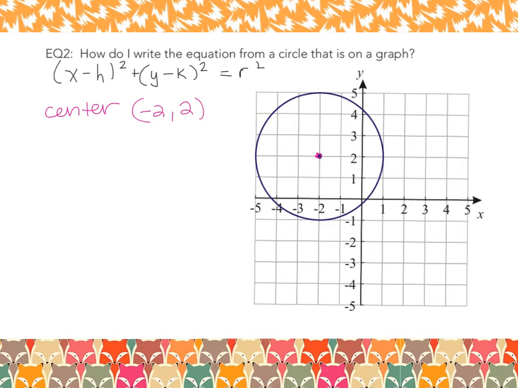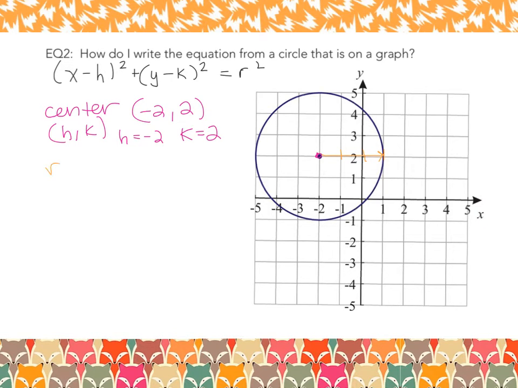So that's the center of my circle. I could think of that because I remember my center is h, comma k. So I could really think of this where h equals negative 2 and k equals 2. The other piece of information I need is my radius. So you want to pick either a horizontal or vertical way that we can go from the center to the side of the circle and just count how many spaces we went over. So we went over 1, 2, 3.